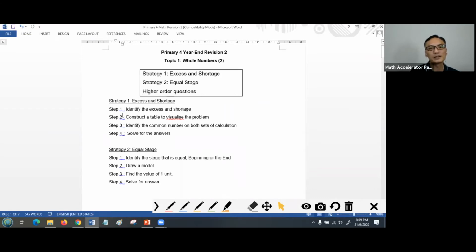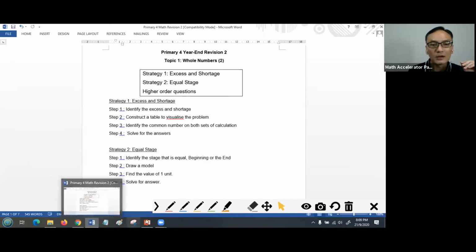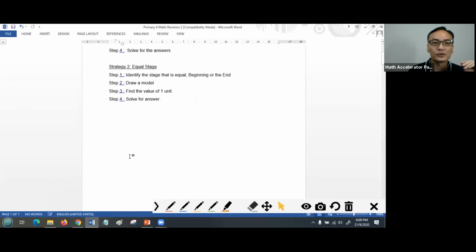When we talk about excess and shortage, it's important for us to identify where is the excess and where is the shortage. This is the first step. The second step is to construct a table to visualize the problem. The third step is to identify the common number in both sets of calculations. And number 4 is to solve for the question.